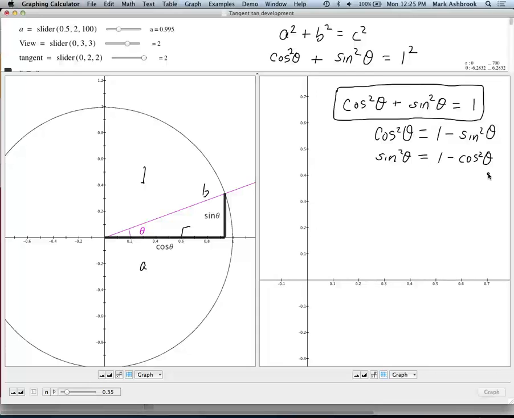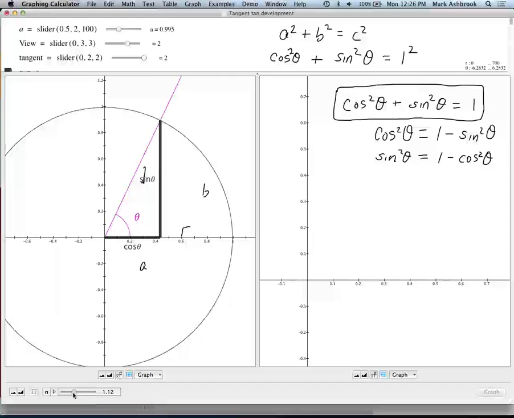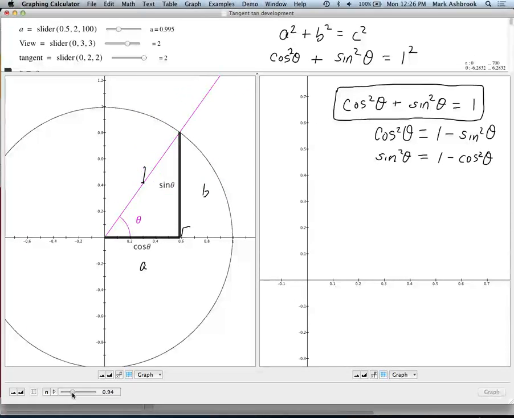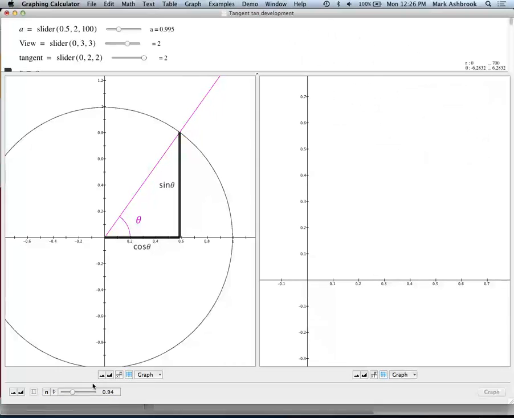Okay. And that's one of the most common ones, and we can see that it's true for every theta because every theta still maintains that right triangle with cosine and sine. So therefore it's an identity because it's true for every angle measure theta.